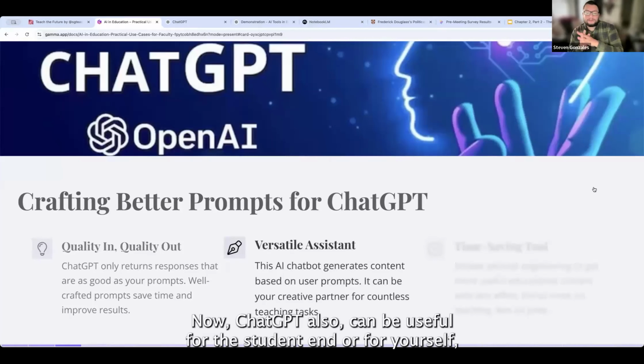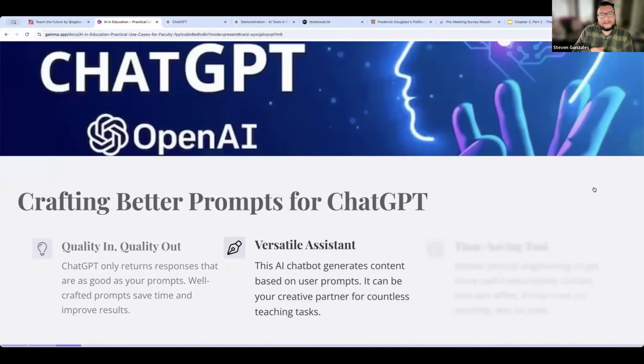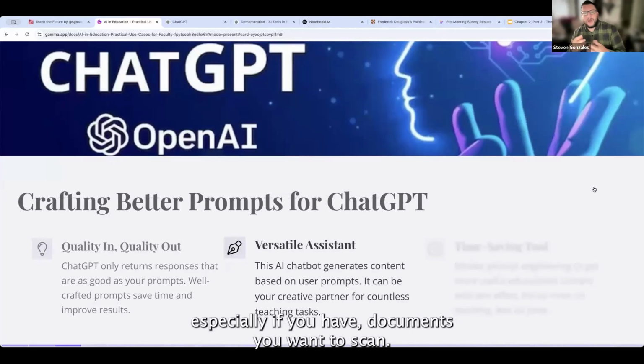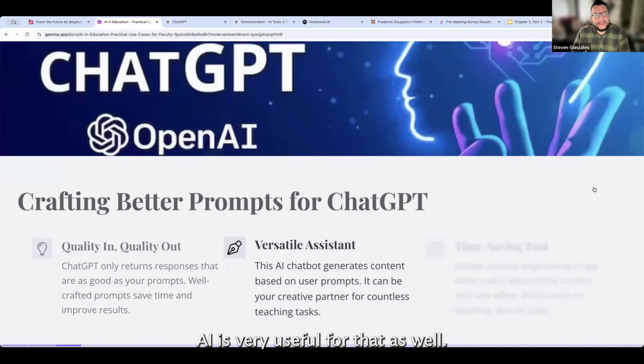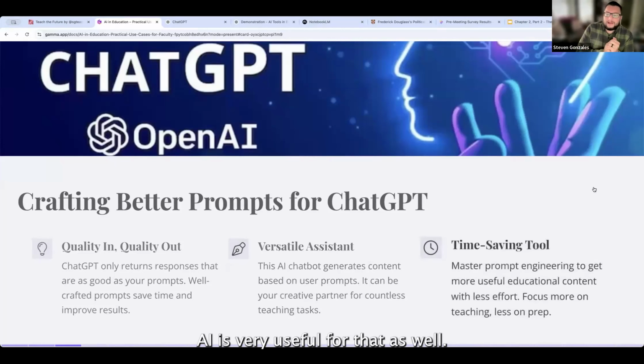Now, ChatGPT also can be useful for the student end or for yourself, especially if you have documents you want to scan, you want to talk about analysis and trends. AI is very useful for that as well. And as we'll go over, it's a time saver.